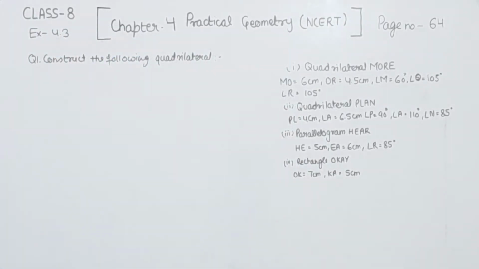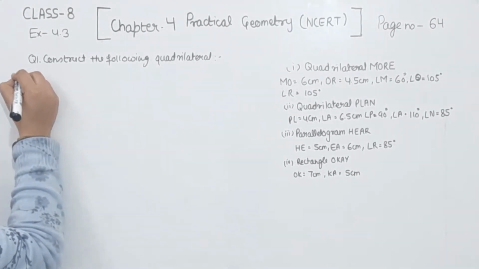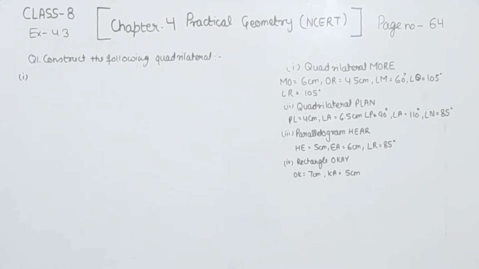For question number 1. Construct the following quadrilaterals. So we are having 4 parts in the question. We are going to start with the first one. In the first one, we have to construct quadrilateral MORE, in which MO is equal to 6 cm, OR is equal to 4.5 cm, angle M is equal to 60 degree, angle O is equal to 105 degree, and angle R is equal to 105 degree.